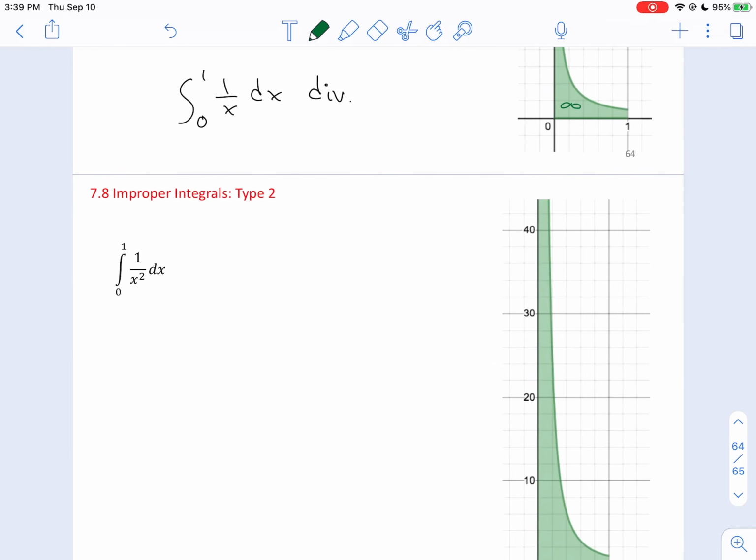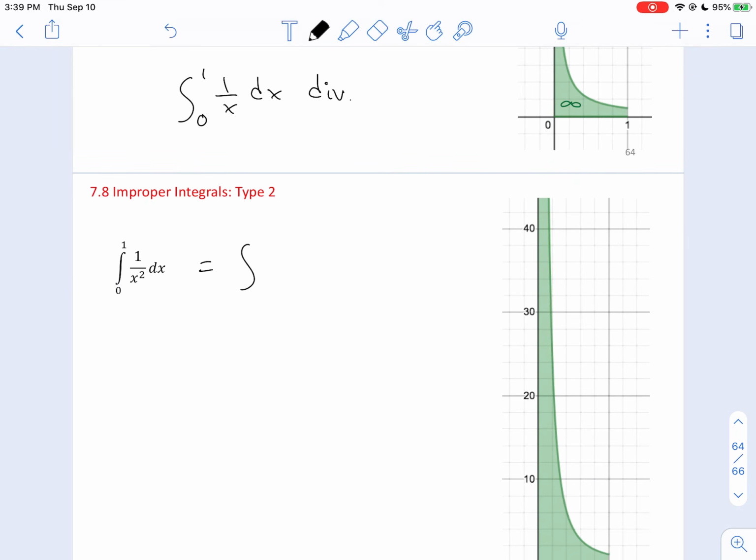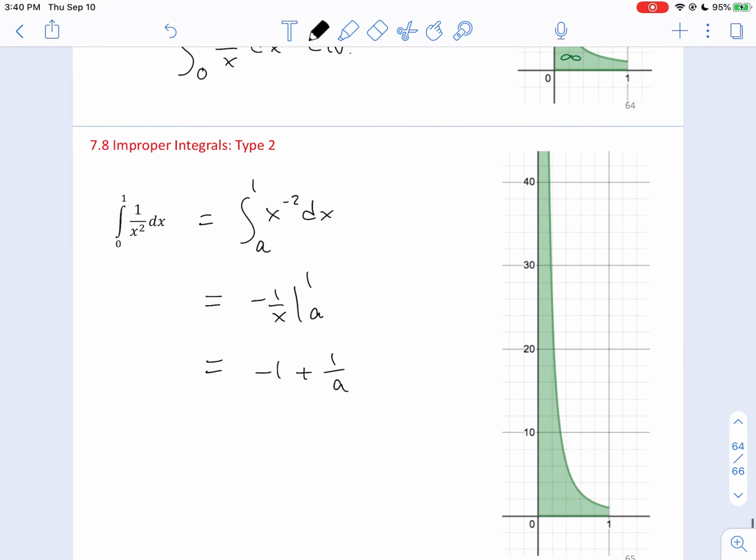And then our last one, let's just see what happens when I have 1 over x squared. So this is going to be like integrating x to the minus 2 dx. Let's again do this from a to 1, because 0 is where this function has a vertical asymptote. The antiderivative is negative 1 over x. From a to 1. Plug in 1 first, we get negative 1 minus, and plug in a, we get plus 1 over a. Now we're going to ask ourselves what happens as a approaches 0 from above.